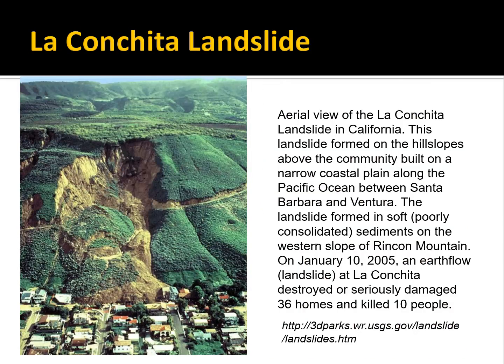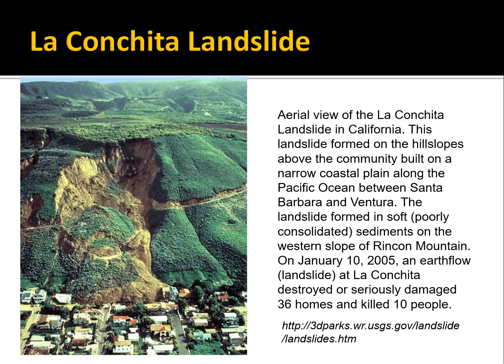This is another famous landslide in California, the La Conchita landslide. It occurred between Santa Barbara and Ventura, California. I actually saw a presentation on this, and as you can imagine, there was some litigation that occurred because of this. I can't remember the exact term, who was sued, but somebody was sued.